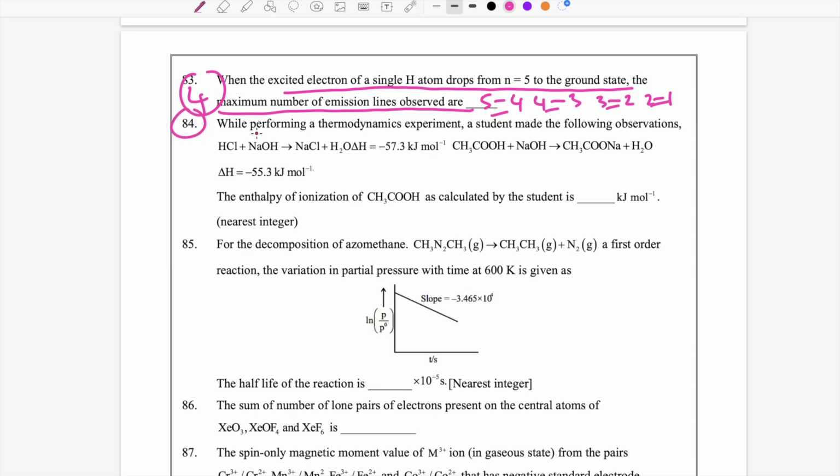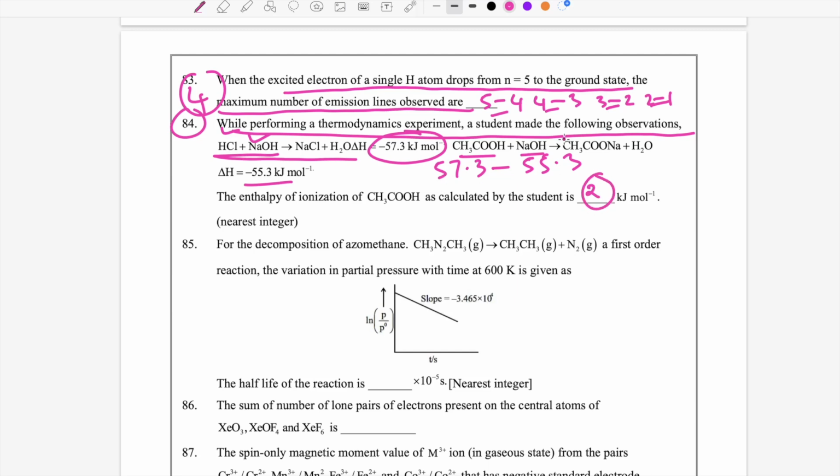Next, the 84th question. While performing a thermodynamic experiment, a student made the following observations. The NaOH plus HCl reaction, a strong acid and strong base, gives 57.3 kilojoules. Here a weak acid and NaOH are taken, and it is 55.3. The difference is the answer. So 57.3 minus 55.3, obviously the answer is 2, because NaOH is common in both, so the difference between these two is the answer. So the answer for this question is 2.